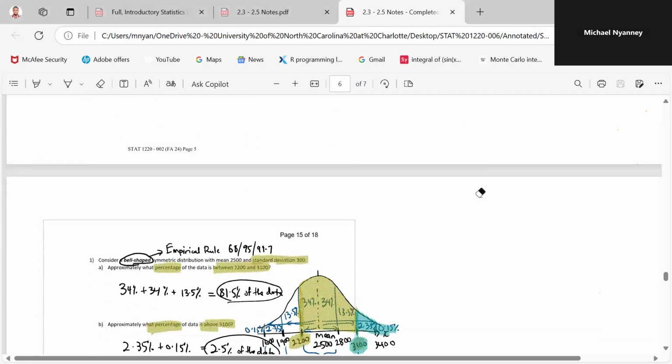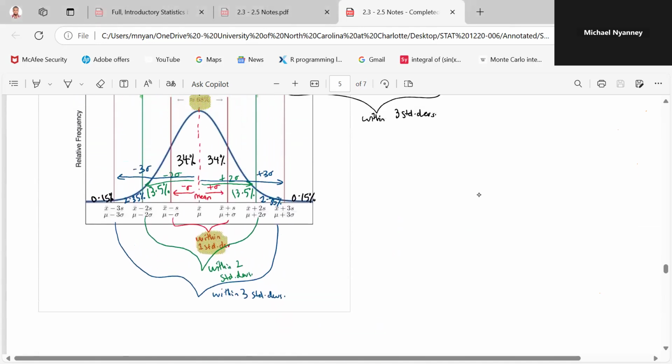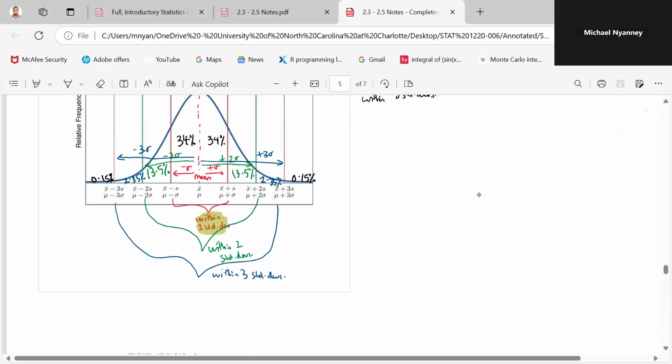So let's see these examples. We are to find the approximate percentage of data that is between 2200 and 3100. We've been given the mean and the standard deviation. So always draw this diagram. Make sure you draw this diagram and locate the percentages, just as we've seen here. But how do we do that?